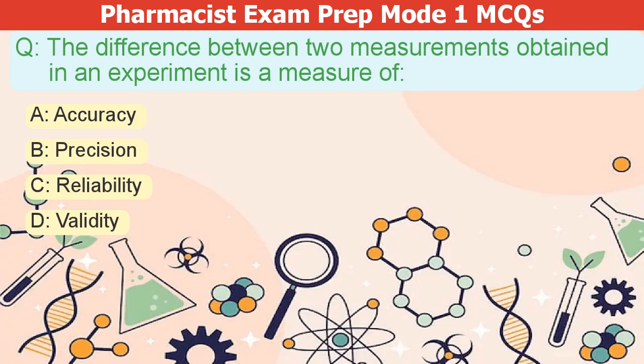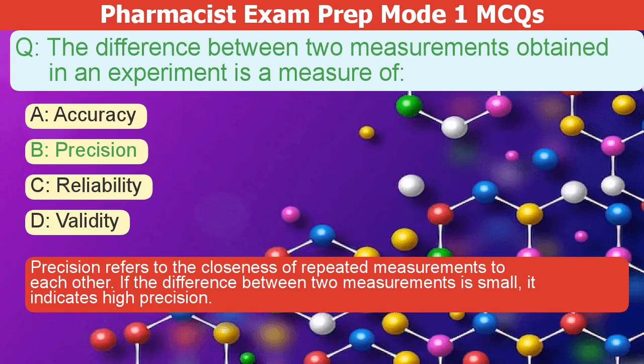The difference between two measurements obtained in an experiment is a measure of A. Accuracy, B. Precision, C. Reliability, D. Validity. The correct answer is B. Precision refers to the closeness of repeated measurements to each other. If the difference between two measurements is small, it indicates high precision.